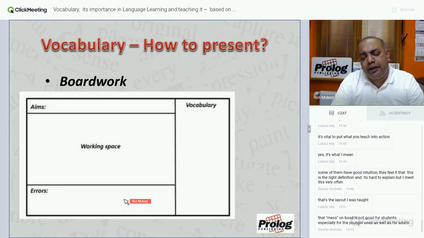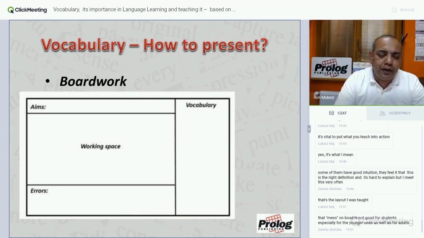The thing for errors, this is something I find very useful. This is where you put the typical errors that people make. For example, it could be anything. It could be a typical grammatical error, a typical pronunciation error, just about anything. And this is where I would suggest using red.